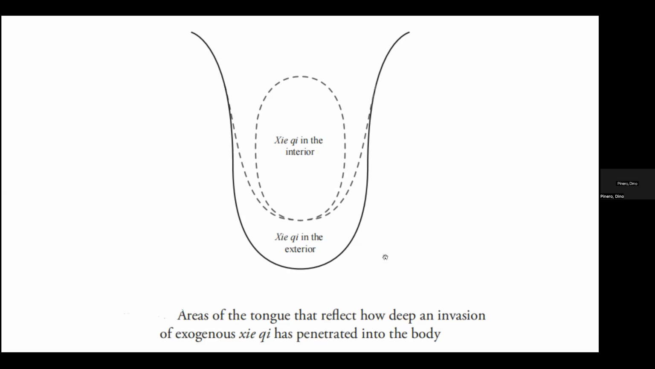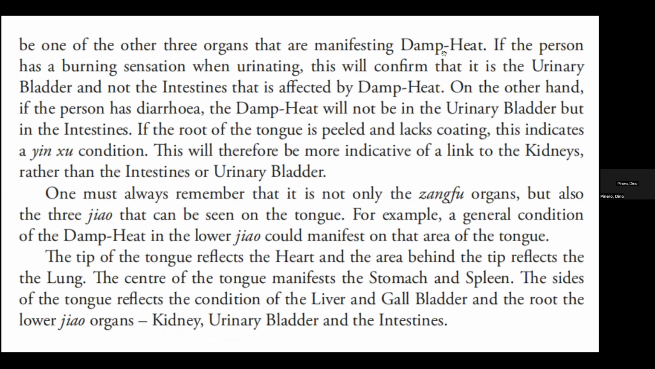Be one of the other 3 organs that are manifesting damp heat. So sabi ko kanina, in connection with the other slide na nauna po kanina, hindi na po natin i-consider yung kidney because it is connected with deficiency, and that other 3 organs could be related here since damp heat is an excess condition. If the person has a burning sensation when urinating, this will confirm that it is the urinary bladder and not the intestine that is affected by damp heat.